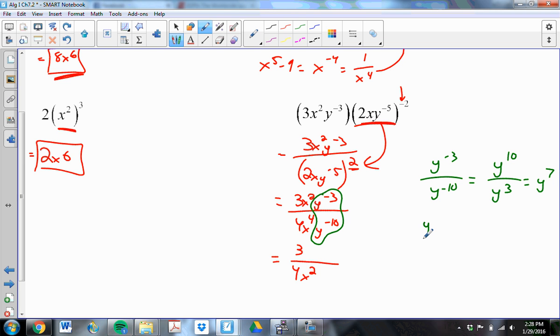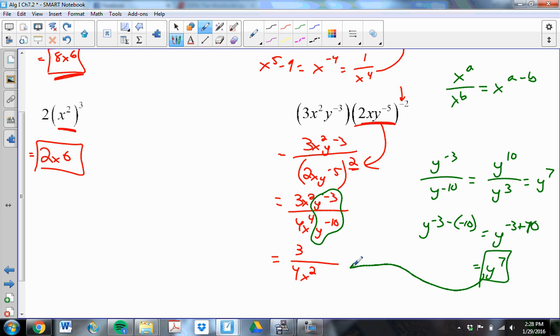Or you can just do -3 minus -10. Because remember, when you do division of powers, you subtract them. I'm doing this property here. So I'm doing -3 minus -10. This way is kind of dangerous because a lot of people forget to make that a +10. Oops, +10. And that gives you y to the 7th. And that's what's going to go here. 4x squared, y to the 7th.